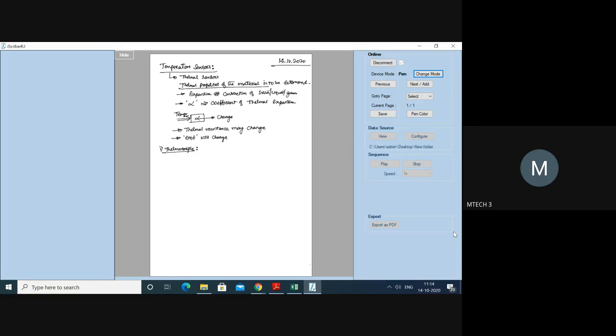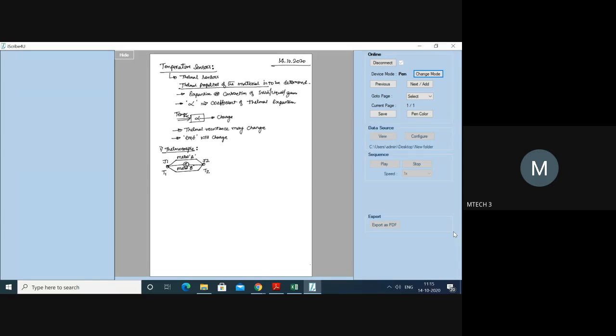Here, when two different metallic wires, this is metal A and this is metal B, are fused together, joined together and maintained at two different junctions, junction 1 and junction 2, which are maintained at two different temperatures, T1 and T2, there exists an electromotive force. This electromotive force is the measure of the difference in temperature. This is the basic concept of the thermocouple.